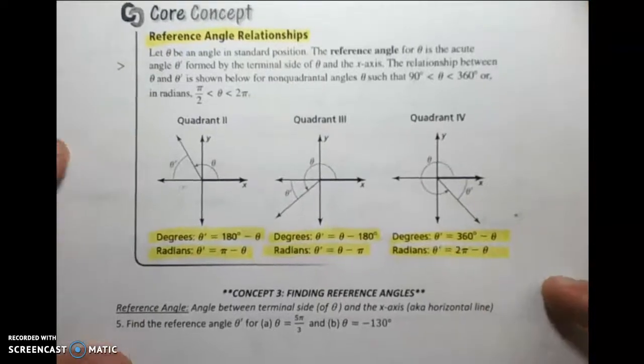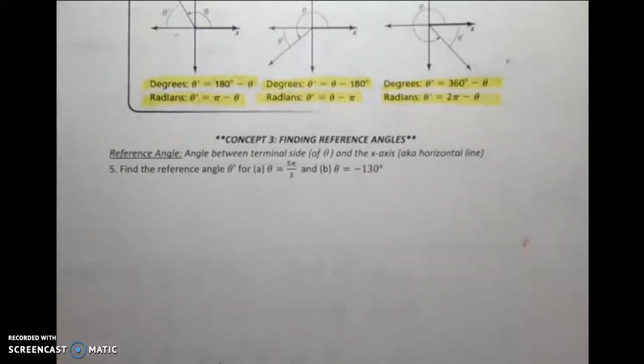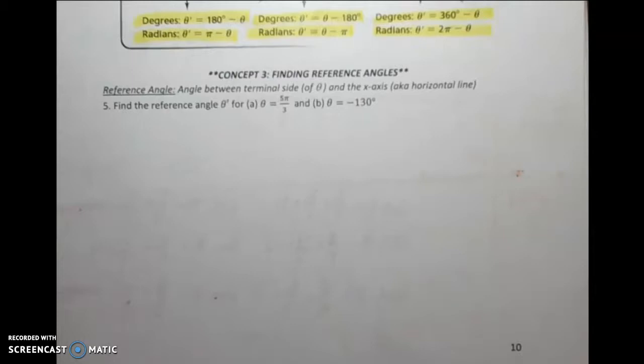Alright, so this is really important. We're going to have to come back and refer to this chart to really understand what's going on. Now, once you kind of grasp the idea, then you can just look at where the relationship is to the x-axis. Okay? Alright, so here we go. I'm going to scoot on up. It says concept number 3, finding reference angles. Reference angle is the angle between the terminal side of theta and the x-axis, aka the horizontal line.